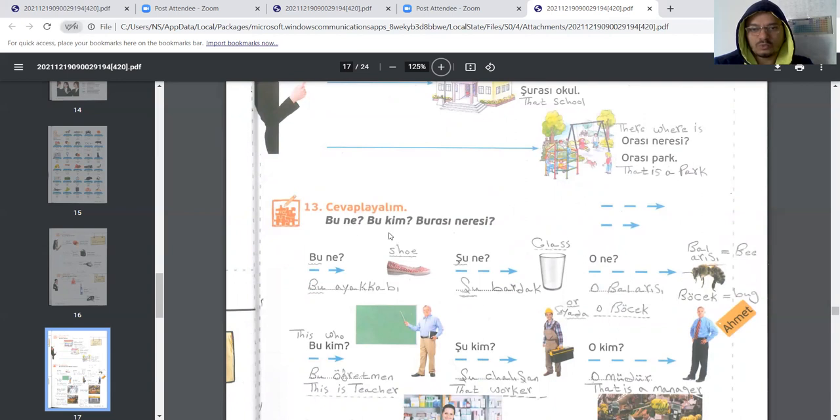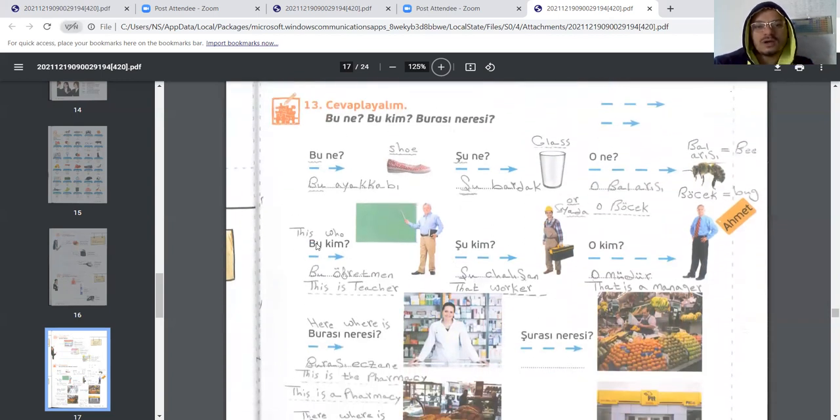Cevaplayalım, bu ne, bu kim, burası neresi? Let's solve all of this. Bu ne? Bu ayakkabı, these are shoes. Şu ne? Şu bardak, that glass. O ne? We can say bal arısı, that means bee. Bal arısı, or o böcek. Böcek, that means something like bug. O bal arısı ya da, that means or, böcek.